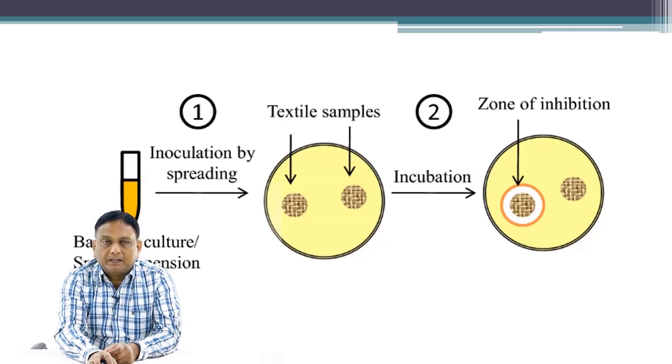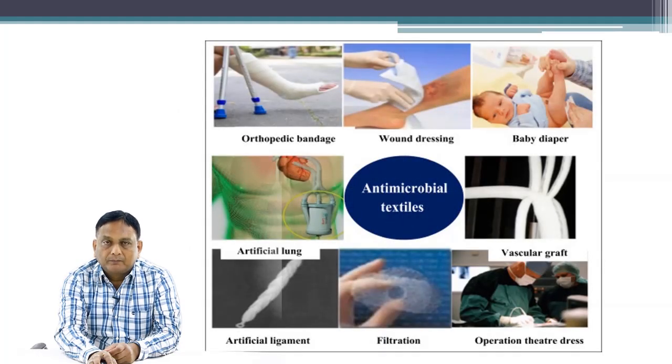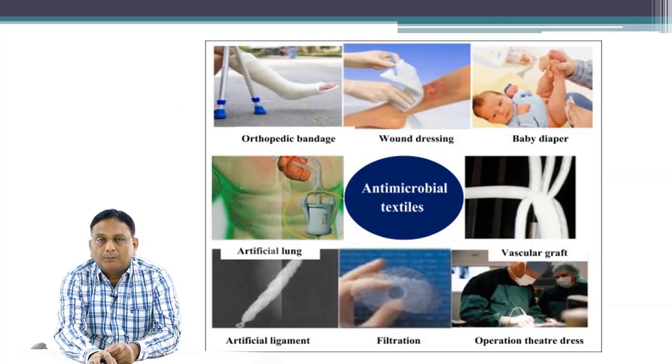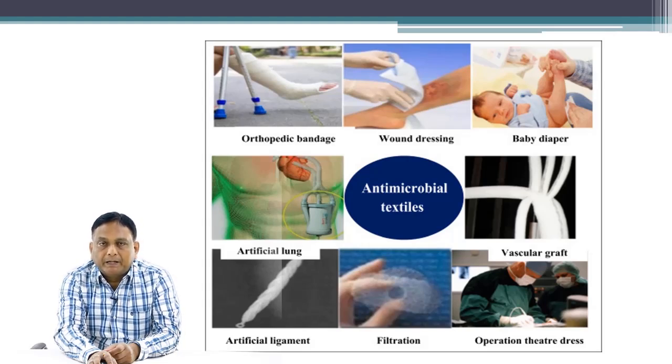The textile materials are dipped into it and then incubation takes place and a zone of inhibition gets created, so that bacteria cannot grow in that area of the textiles because of the antimicrobial activities of those compounds. Now when you are talking about the application on textiles, different antimicrobial textiles are available.